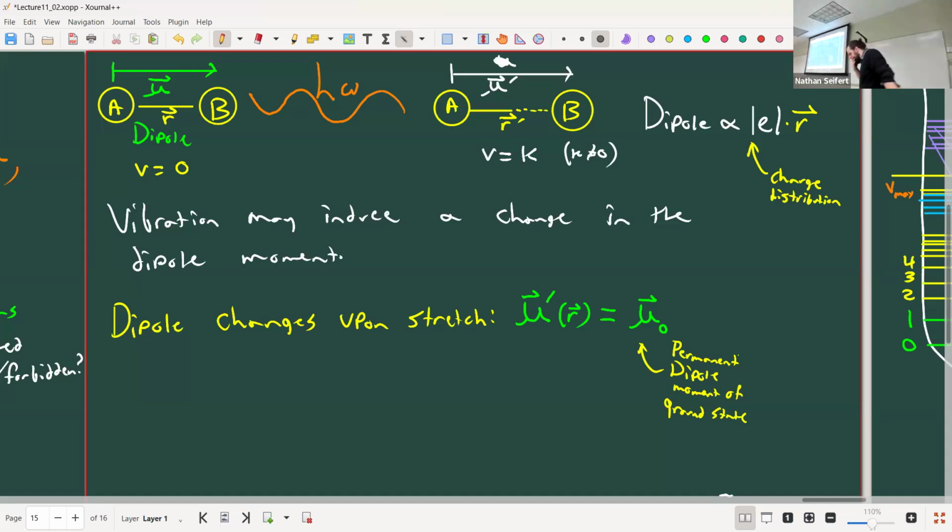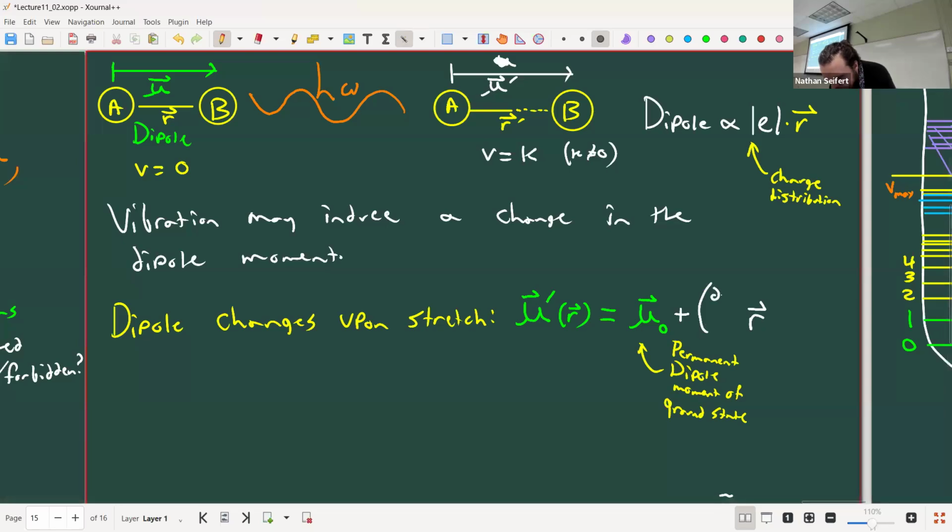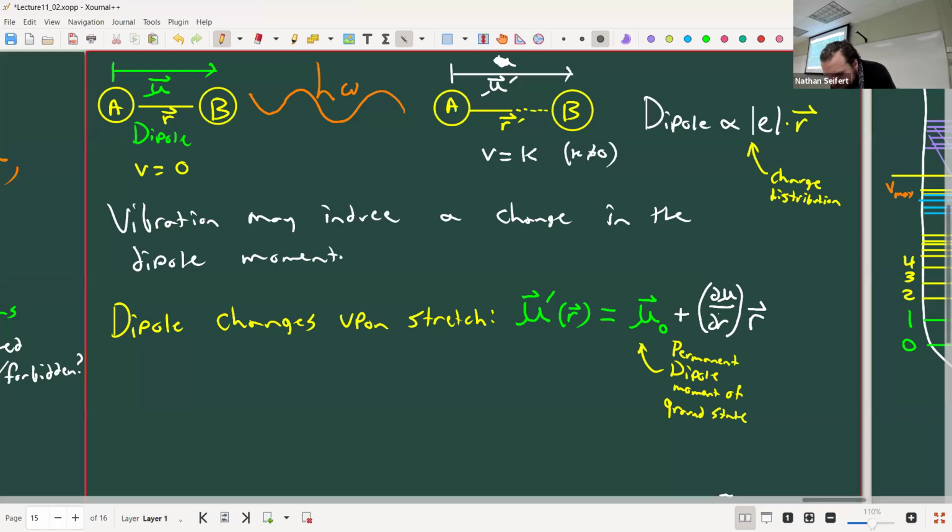Whether it's polar or non-polar, what's going to happen? Well, I'm going to displace the bond by some distance, and the dipole is going to change by some amount. I don't know how much, but I can probably measure it. What I can do is just linearize it and say that the dipole changes as a function of displacement times the derivative of the dipole with respect to position.